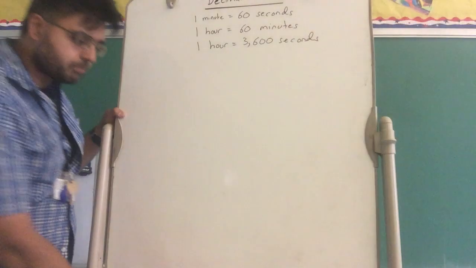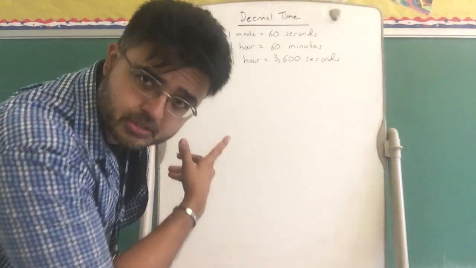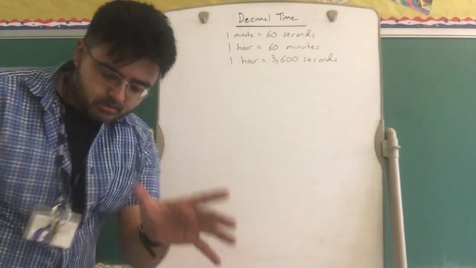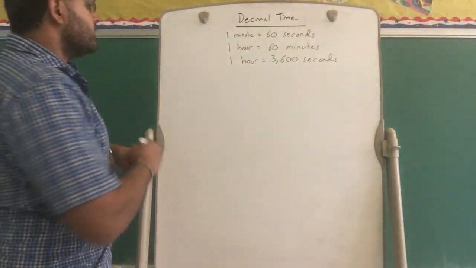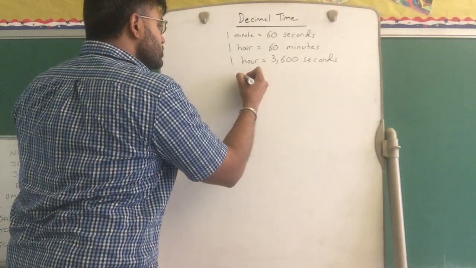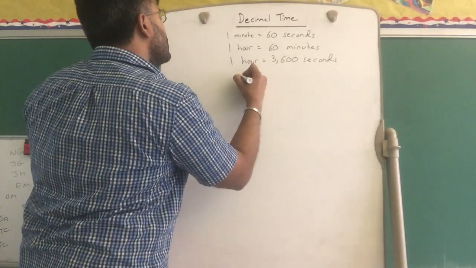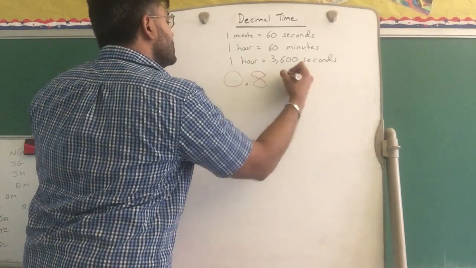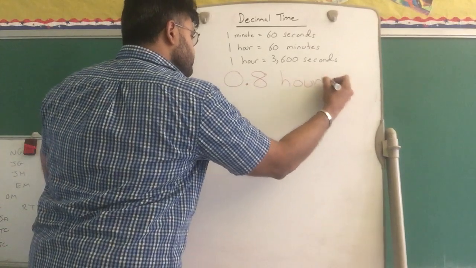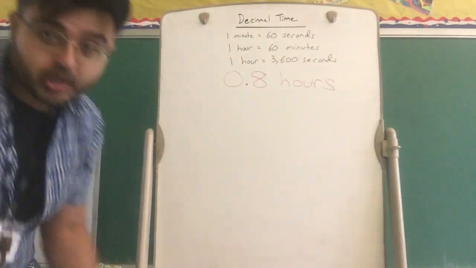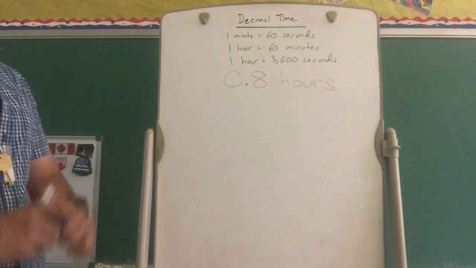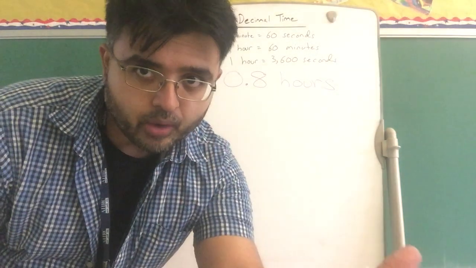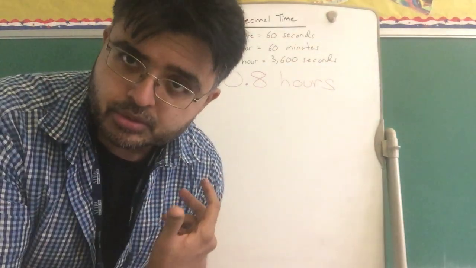Let's take a look at an example. I hope you can see this. It should be visible. All right. Let's do something simple: 0.8 hours. I want to turn 0.8 hours into hours and minutes. How do I do that?